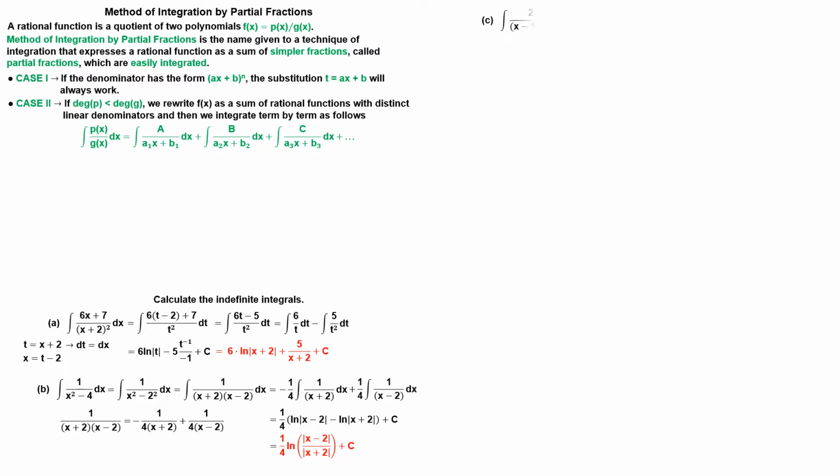Let's see another example. The first step is to factor the denominator. In this example, the denominator is factored. The second step is to write the rational function as a sum of rational functions, where each factor of the denominator becomes the denominator of a separate fraction. A common mistake is writing the partial fractions as follows.